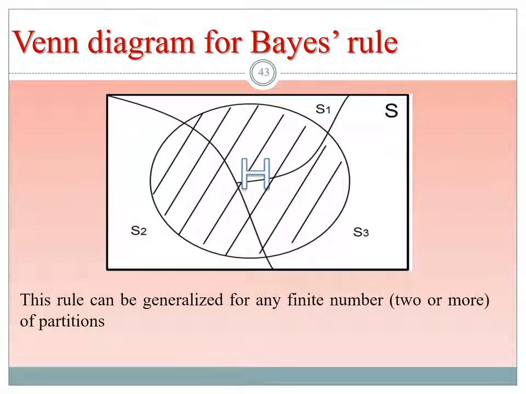Alright, so this is the Venn diagram for Bayes rule. The partitions S1, S2, S3 are three partitions in the sample space, also mutually exclusive or disjoint events. H is the common event. This rule can be generalized to any finite number, two or more, of partitions.